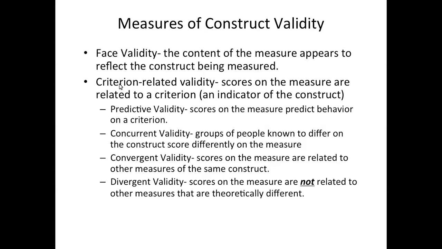What is the problem of only determining construct validity from face validity? Can anyone think of a problem of using only the way it looks? Let me see if I can call on someone to think about it. Abigail, what is the problem if I only use face validity as my marker of construct validity?